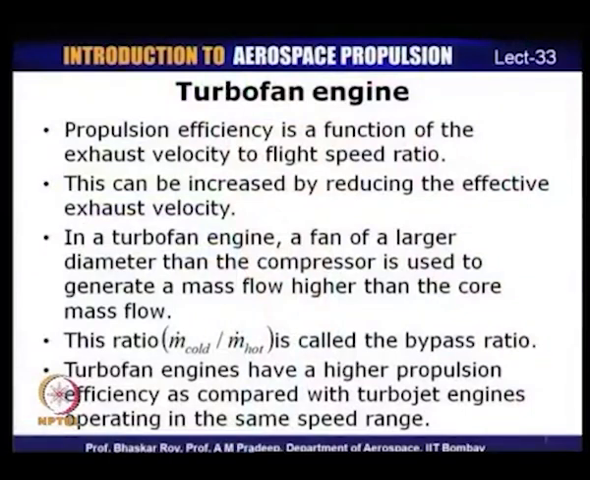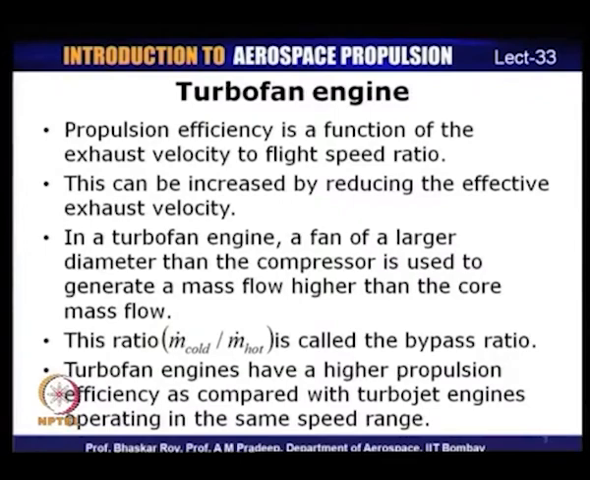So, if you take a look at the turbofan engine characteristics, the first 2 points is what I was mentioning about, that propulsion efficiency is one aspect which turbofan engines will have higher than turbojet engines, because the effective exhaust velocity is lower, and we can do that by increasing the fan diameter. And so, in a turbofan engine, a large diameter fan is used ahead of the compressor. It generates a mass flow which is higher than that of the core mass flow, and so, this ratio of the fan mass flow to the core mass flow is called the bypass ratio.